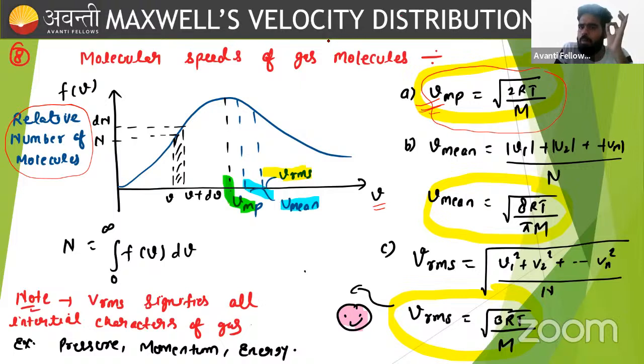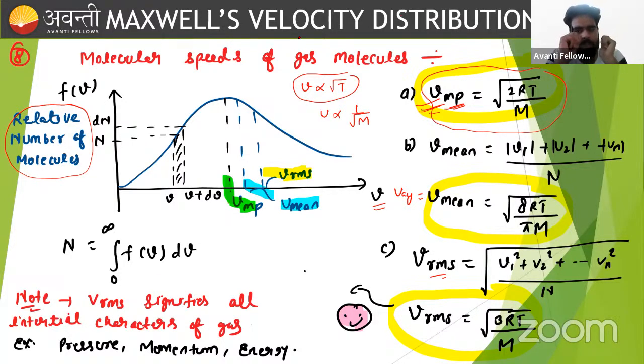What is the keen observation here, beta? Any type of velocity, irrespective of most probable, mean, average or RMS, in all the formulas of the velocities, is proportional to under root temperature. So that is a very important observation here. Any type of velocity is proportional to under root temperature and also inversely proportional to under root molar mass or molecular weight. I hope this is clear for everyone.